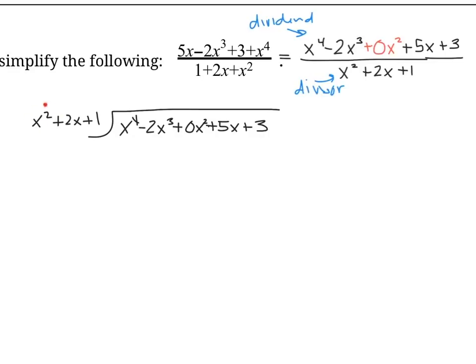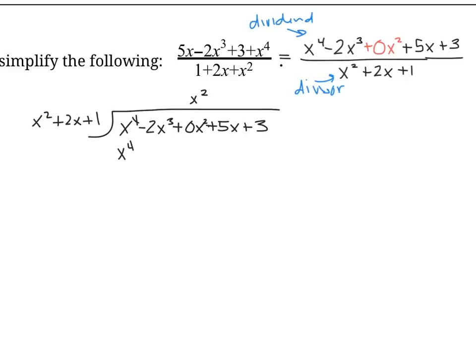First, we're going to ask ourselves, what is x to the power of 4 divided by x squared? Or how many times does x squared go into x to the power of 4, and that solution will be x squared. So we're going to make sure to put it over the x squared part just to keep ourselves organized here. Now we're going to multiply x squared by all of these terms in here. So we have x squared times x squared. That's going to make x to the power of 4. Those two better match up.